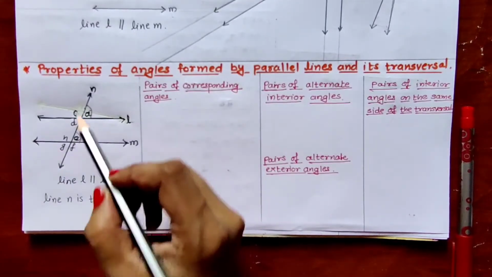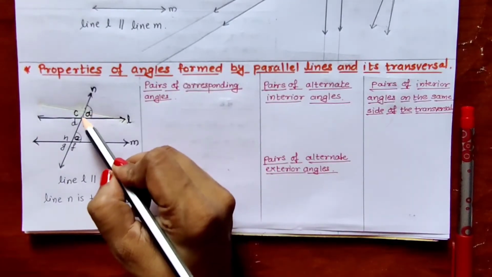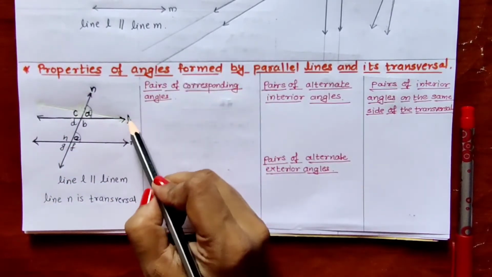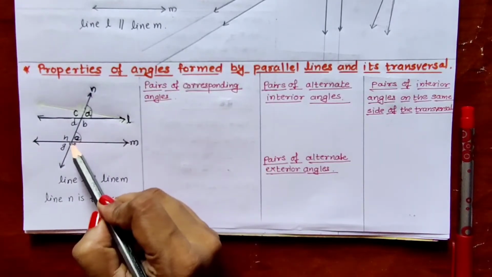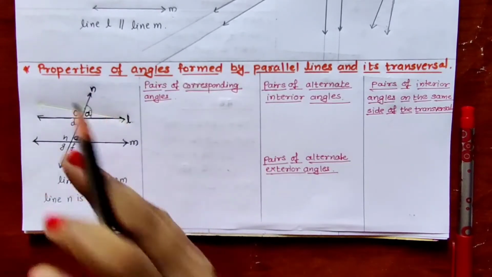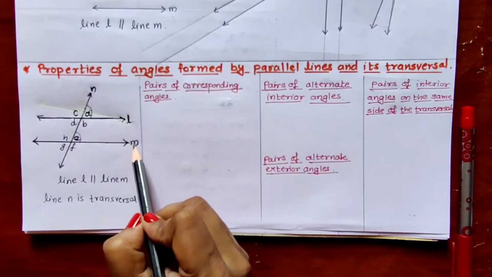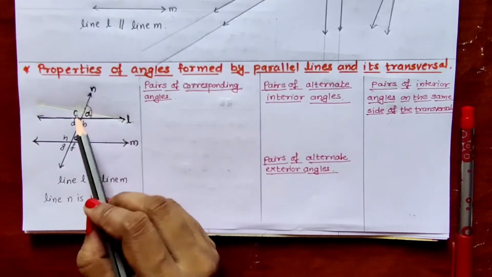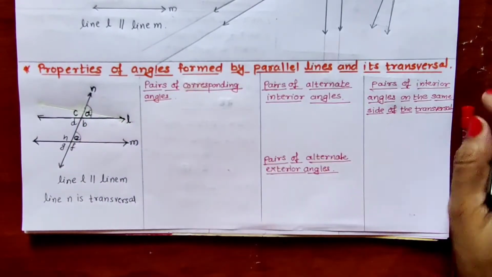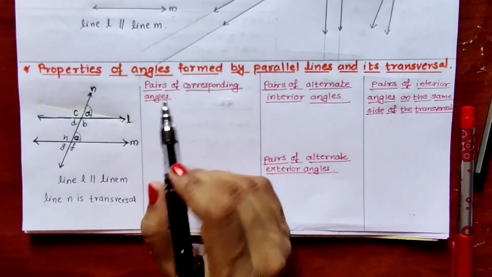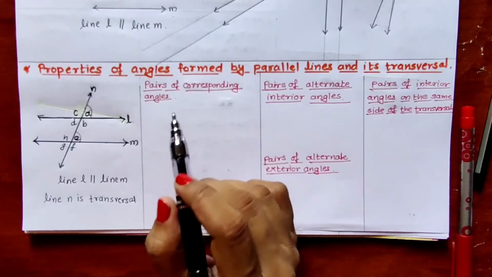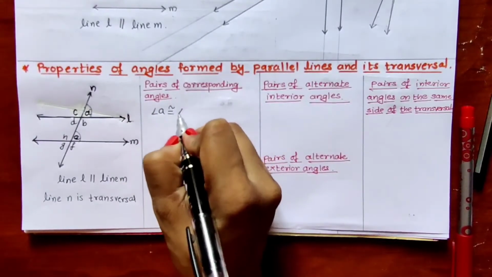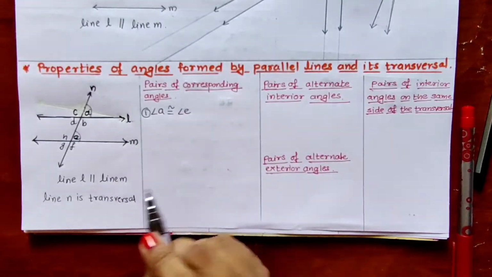Why are they corresponding? Because angle A has one arm in the upward direction, the other arm is on the right hand side of the transversal, but it is on line L. Similarly, angle E has one arm in the upward direction, the other arm on the right hand side, but it is on line M. So two angles which are on line L and line M, with one arm in the upward direction and the other arm on the right hand side, are known as corresponding angles. And the property of corresponding angles is they are congruent with each other. That means we can write, angle A is congruent with angle E. This will be the first pair of corresponding angles.